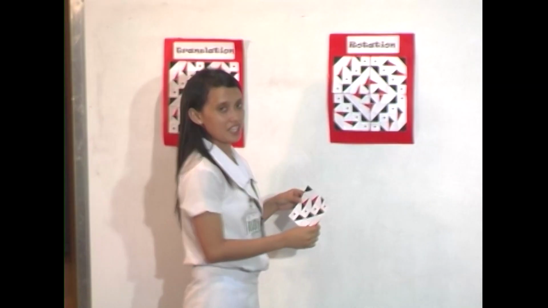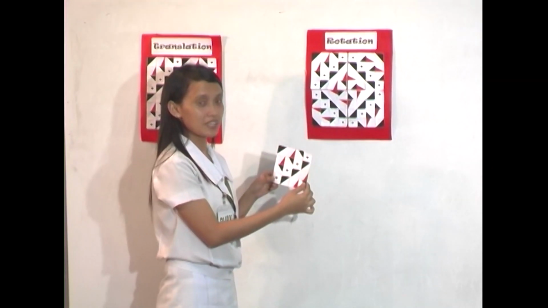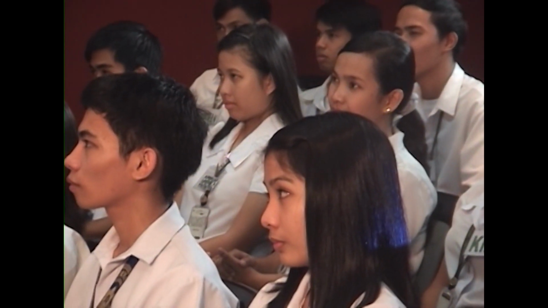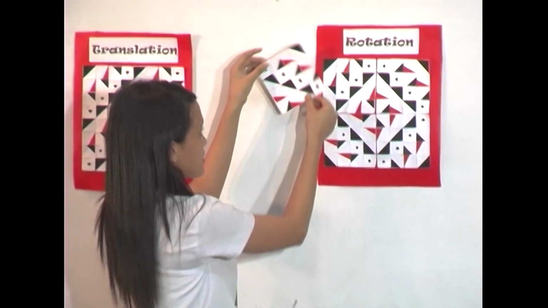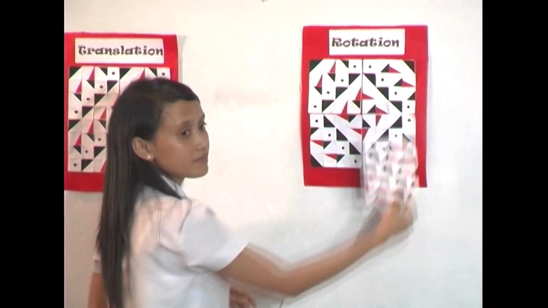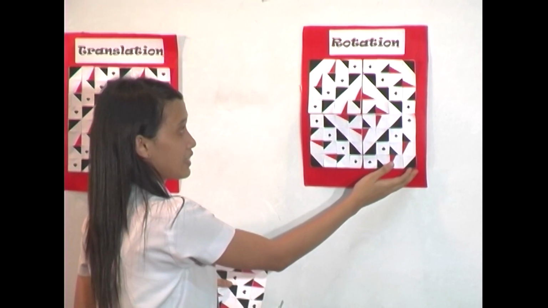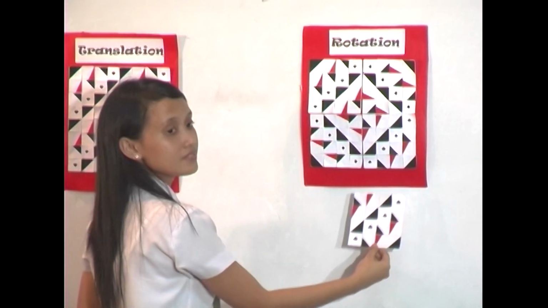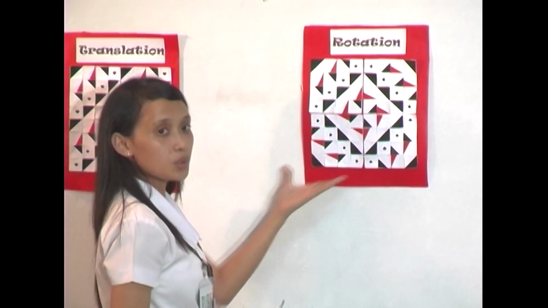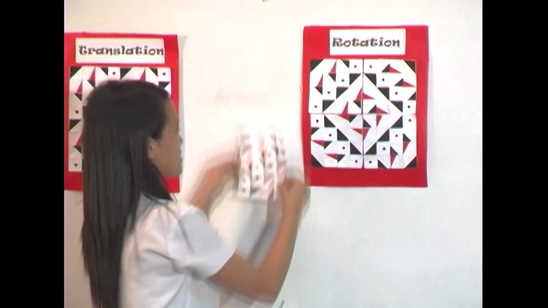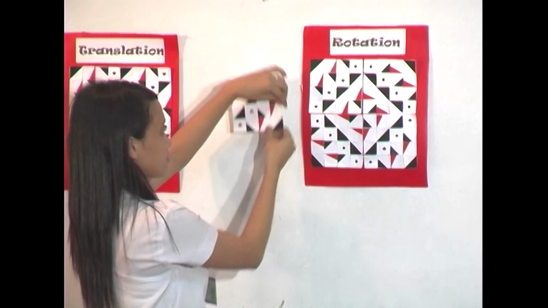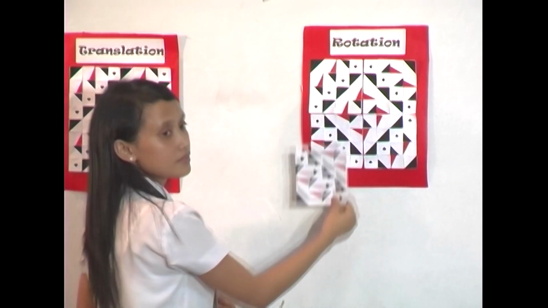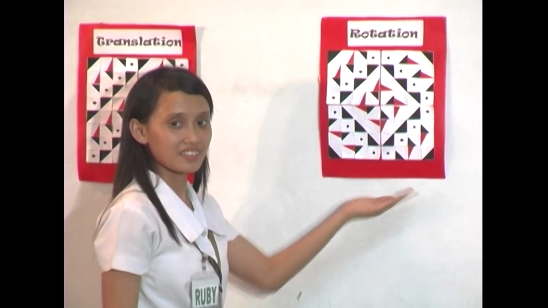Our group was assigned to do the rotation. We have here the original table that serves as the reference table. The second grid was rotated 90 degrees clockwise. The third grid was rotated 180 degrees clockwise. The fourth grid was rotated 270 degrees clockwise. And we end up with this design.